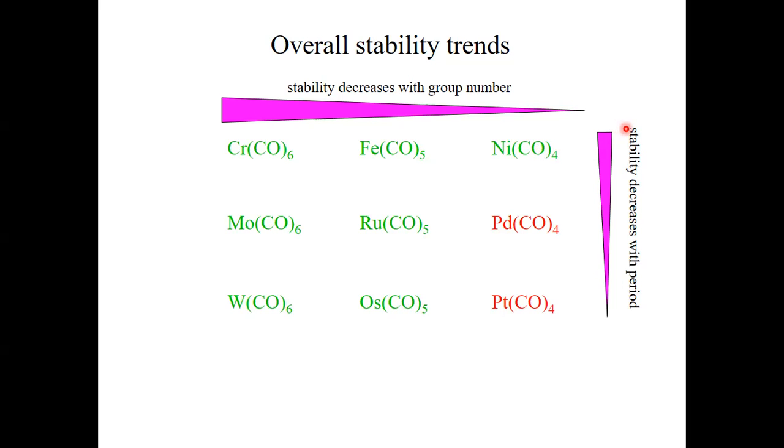And the other trend is that the stability tends to decrease with a period. And that explains the instability of the palladium tetracarbonyl and the platinum tetracarbonyl. In this case, the mismatch of the orbital sizes together with the inefficient pi orbital overlap due to the tetrahedral structure destabilizes these compounds so much so that they become overall unstable.